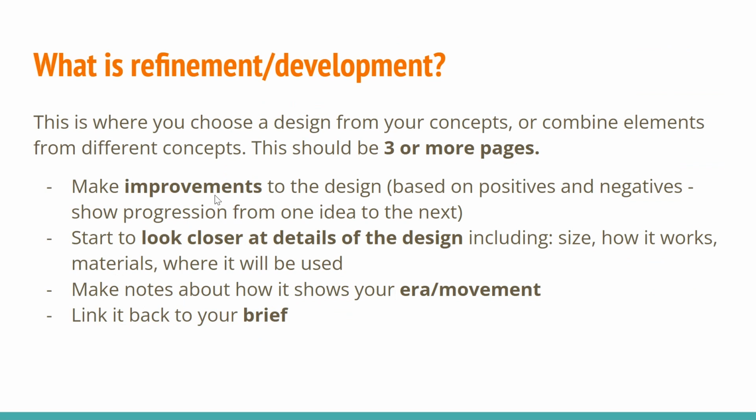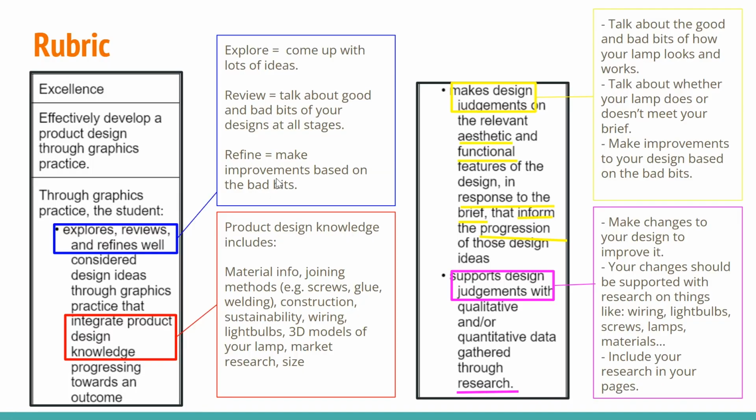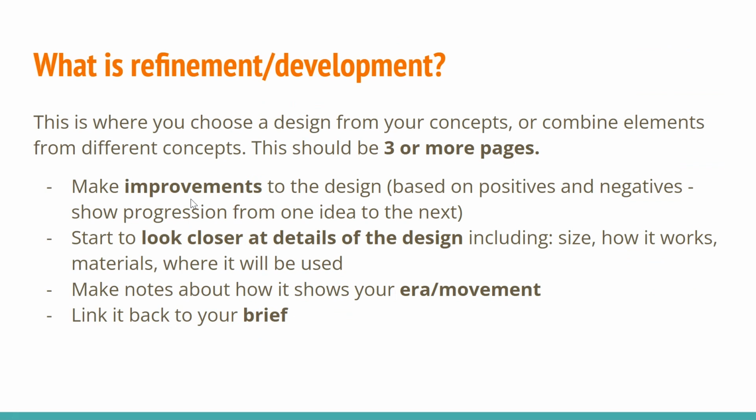Cool, so firstly, the point of development is to make improvements to the design based on positives and negatives you have identified. You have to show progress from one idea to the next. So that's all the stuff I just talked about here, about progressing after you've made design judgments. Yeah, so make improvements to your lamp based on positives and negatives about the function and aesthetics, how it looks and how it works, and based on how well it meets your brief, and whether it looks like it's from your era.